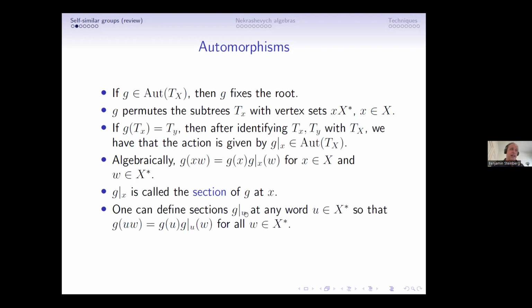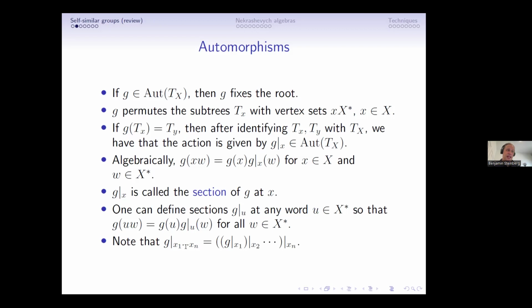And more generally, you can define sections at any word, so that you have the same rule: if you have this word u times some element, you just apply g, the permutation, to u, and then you do the section at u to what remains. So you can think of this as looking at the subtree hanging down from the vertex labeled u, and you move that to some other tree that looks, up to isomorphism in a canonical way, like it, and you apply this permutation g_u. And this is the formula for how you get the iterated sections.